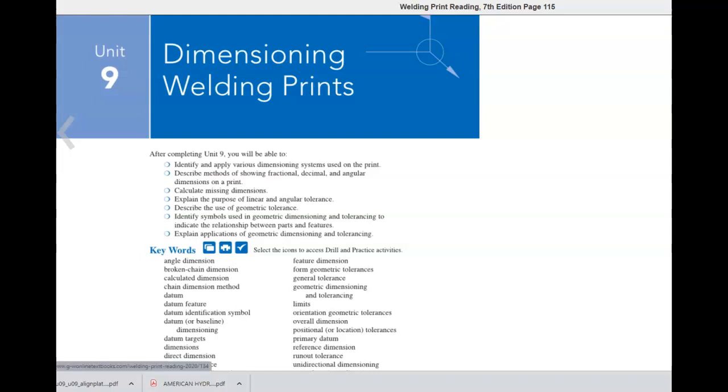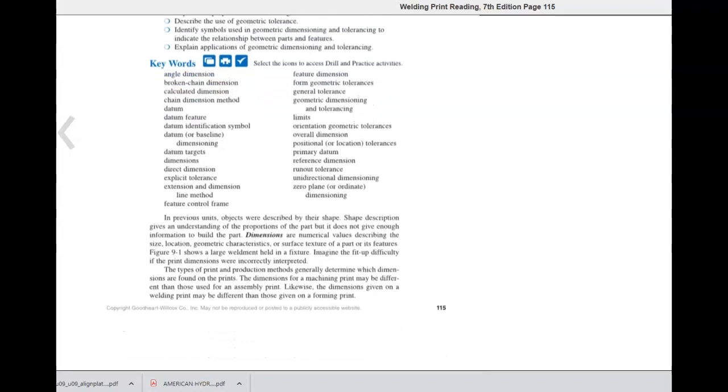Unit 9, Dimensioning Welding Prints. In previous units, objects were described by their shape. Shape description gives an understanding of the proportions of the part, but it does not give enough information to build a part. Dimensions are numerical values describing the size, location, geometric characteristics, or surface texture of a part or its features.